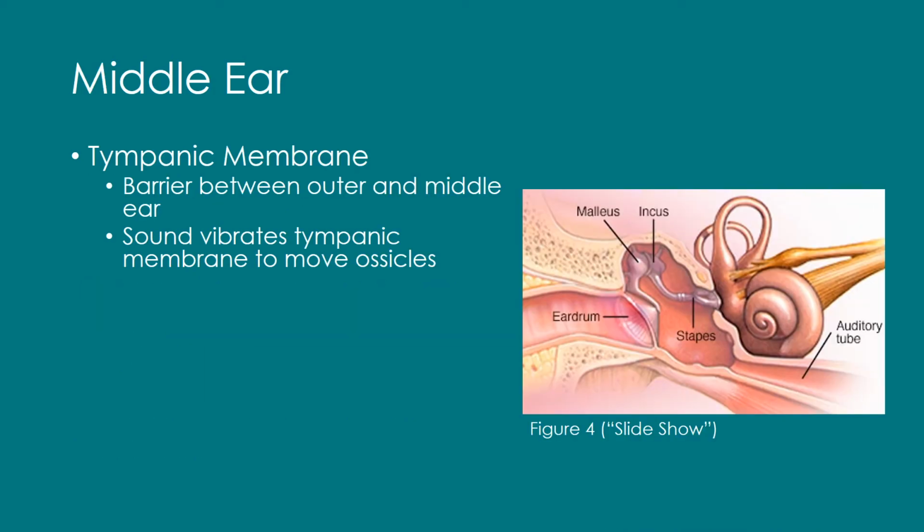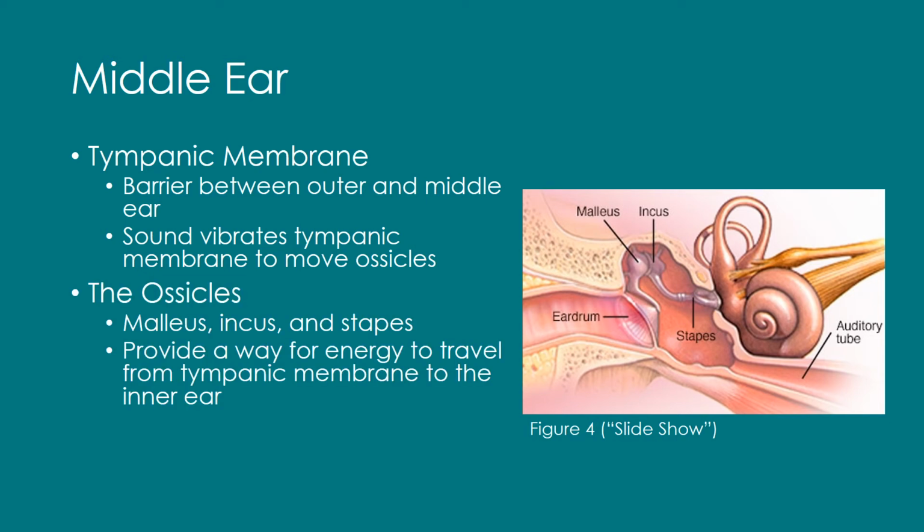The tympanic membrane, or eardrum, is the barrier between the outer and middle ear. When sound travels from the pinna to the external auditory meatus, the sound waves make the tympanic membrane vibrate, which then moves the ossicles. The ossicles are the three bones in the middle ear, and they are the malleus, incus, and stapes. These provide a way for energy to travel from the tympanic membrane to the inner ear. You can see the eardrum and the ossicles in Figure 4.